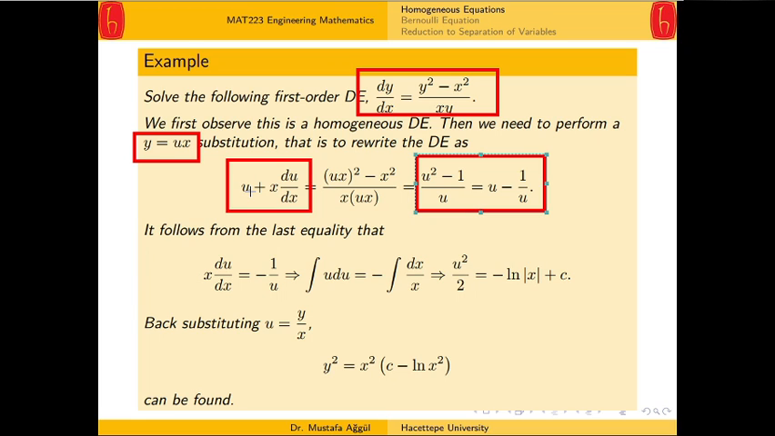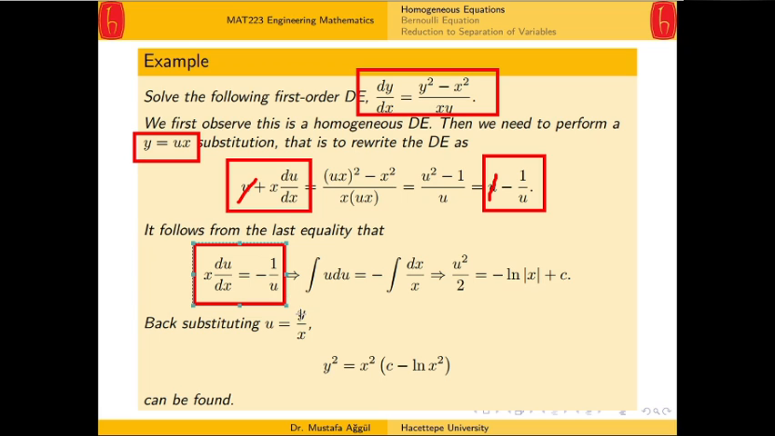Okay, so this is our left hand side and this is our right hand side. So u's are common on both sides, so we cancel them out and we will end up with x du dx is equal to negative 1 over u. Okay, so this is our new differential equation and this u is our new unknown.